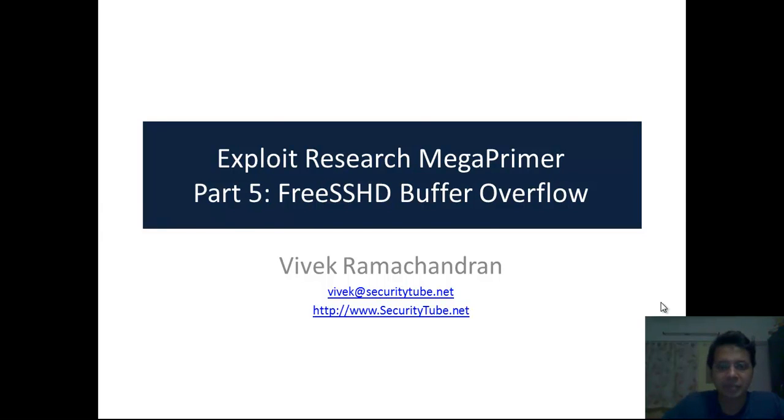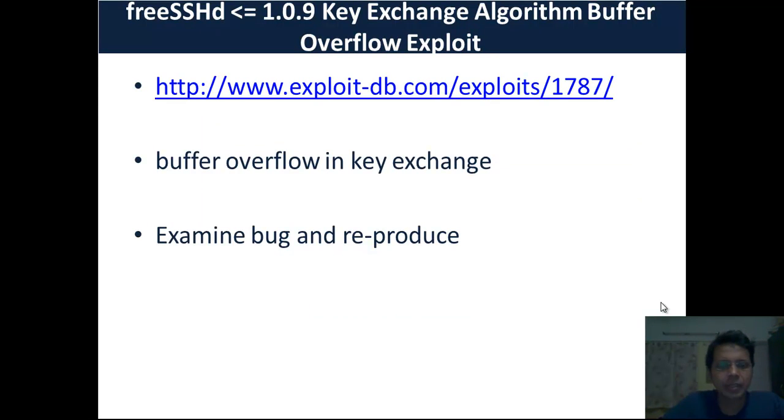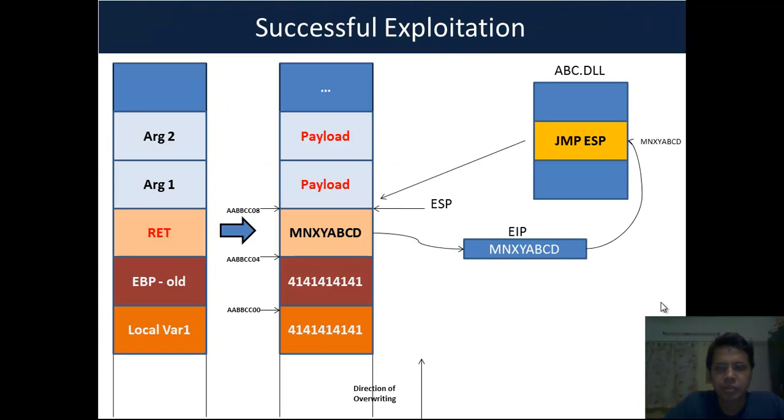Okay, so let's begin. In this video we will look at how to exploit a vulnerability in the free SSHD server, and this vulnerability exists in the key exchange algorithm and causes a buffer overflow. I have given you the link to the ExploitDB vulnerability disclosure. Have a look at that, and after that we'll try to reproduce this bug using the exact same technique, which is basically the jump to ESP. So this is also a vanilla plain buffer overflow exploit.